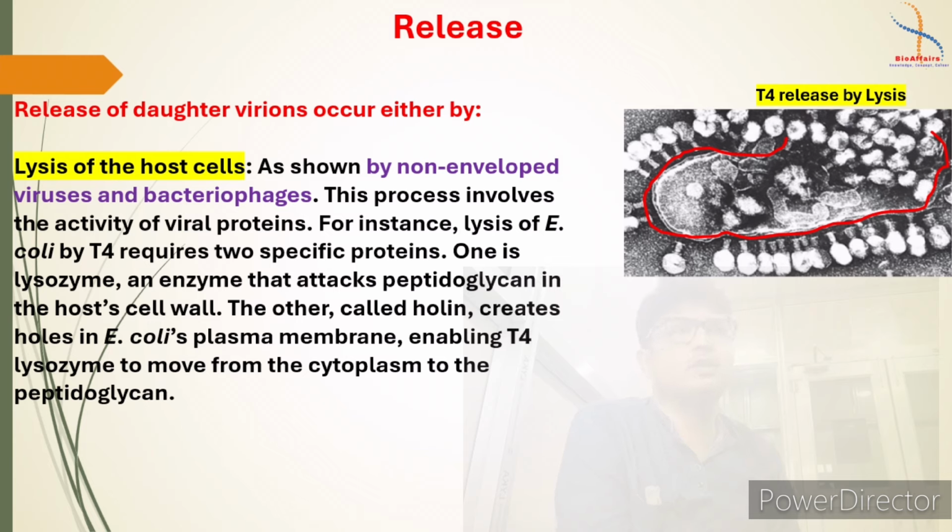So the release of daughter variants occurs by lysis of the host cells. Okay, in the case of bacteriophage, lytic bacteriophages, they do not have any option. They have to lyse the cell. So here I have given a picture of T4 release by lysis. This is the bacterial structure. This is the transmission electron microscope picture. So this is a bacterium, and inside that you can see these small bacteriophages which are releasing, already in released form, from the E. coli bacteria.